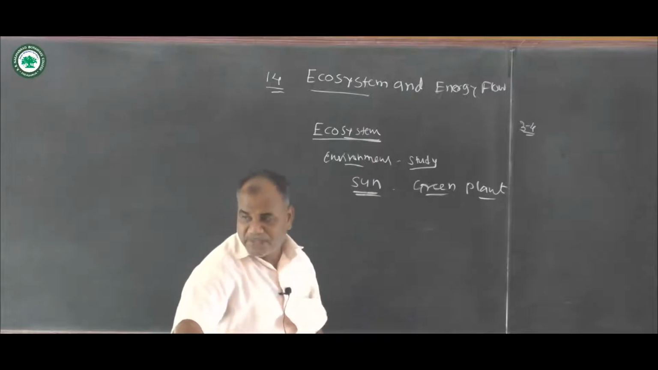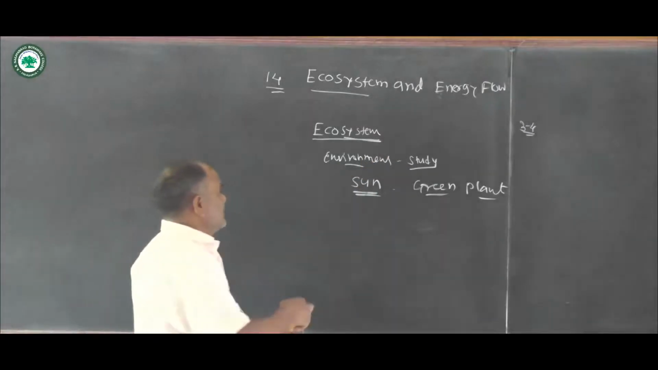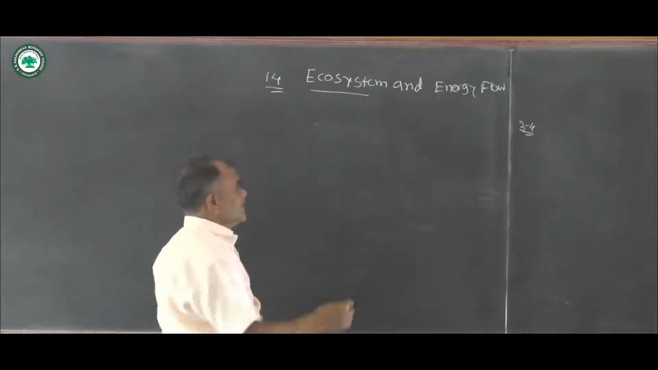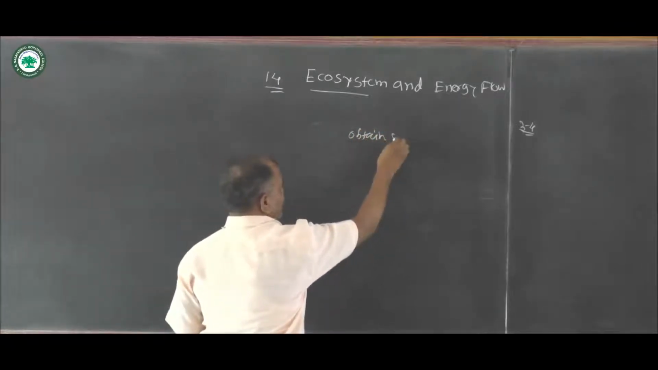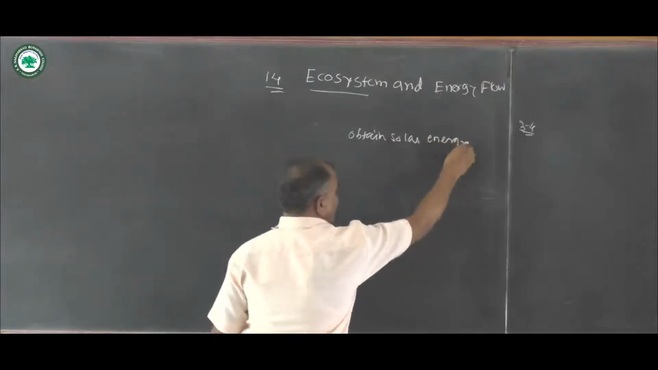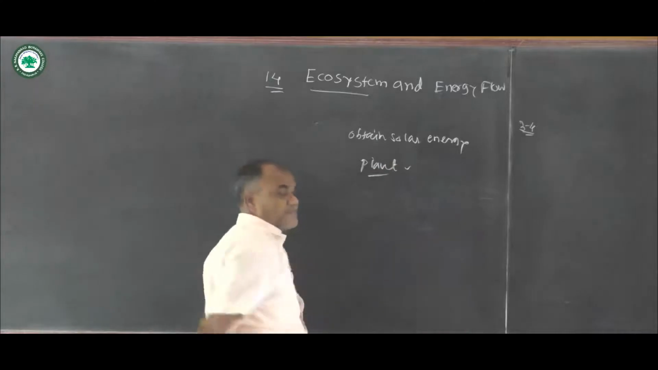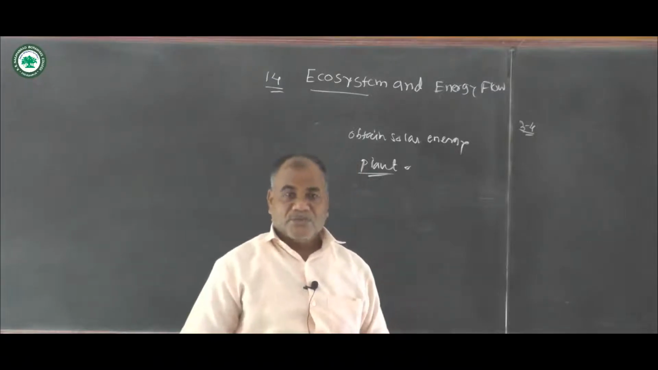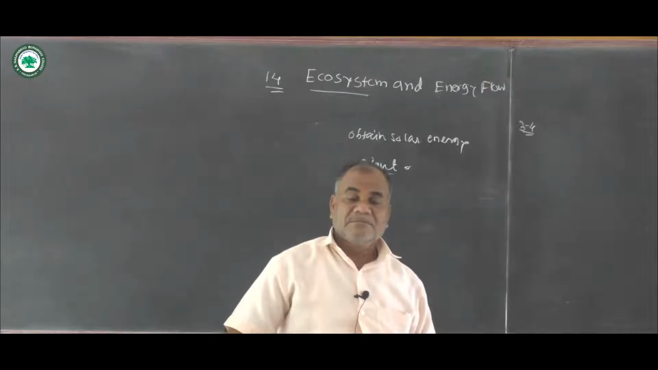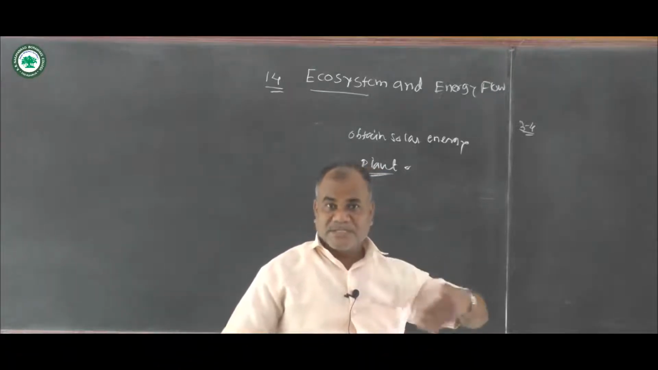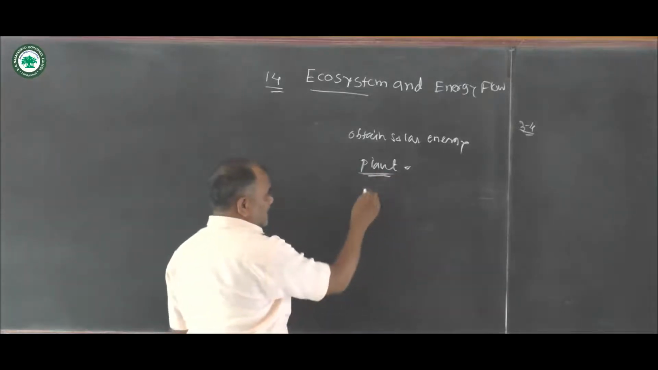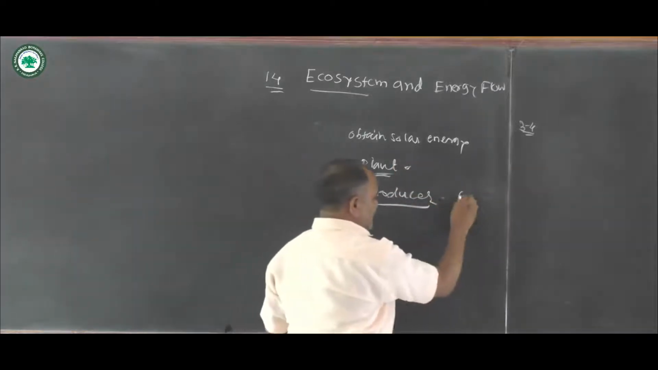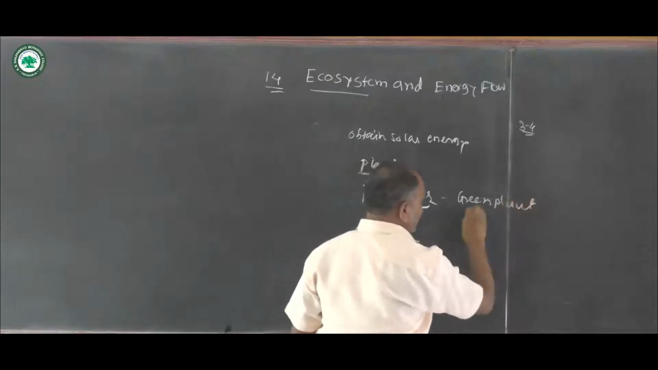In the ecosystem, energy is obtained from the sun, but no living organism can obtain solar energy directly. Only the plants have the ability to trap solar energy. So the sun is the major source of energy, but this energy is transferred through different stages. The first stage is the producer. What is the producer? The green plants. They are known as the producer.